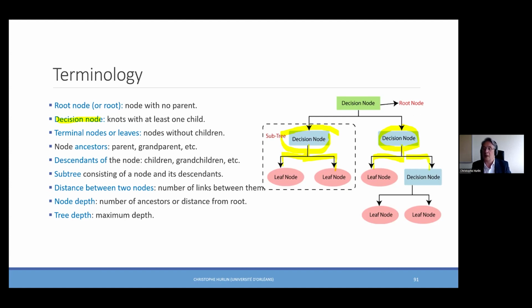This subgroup on the right is also a decision node, because there is a split process here and two subgroups, which are the child nodes. What we call the terminal nodes. This is a terminal node because there is no subdivision after this point. This is a final terminal node. This is a terminal node.